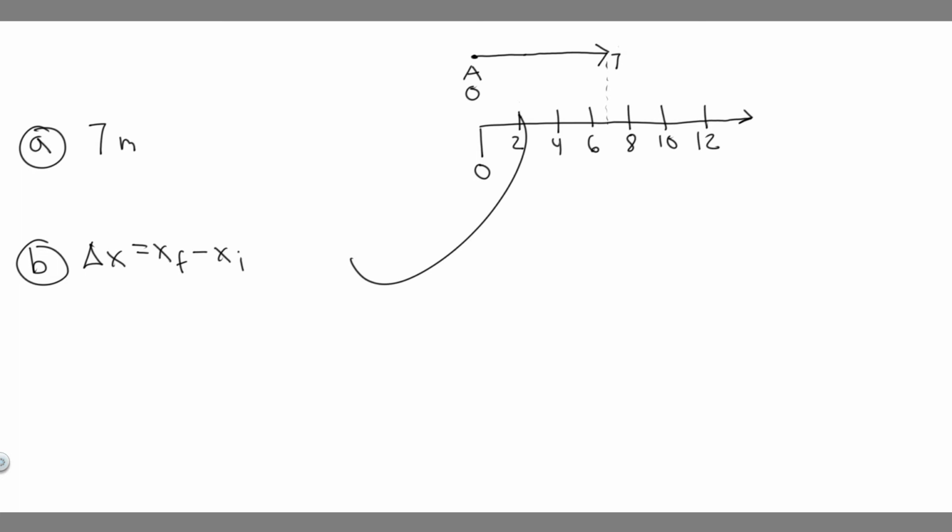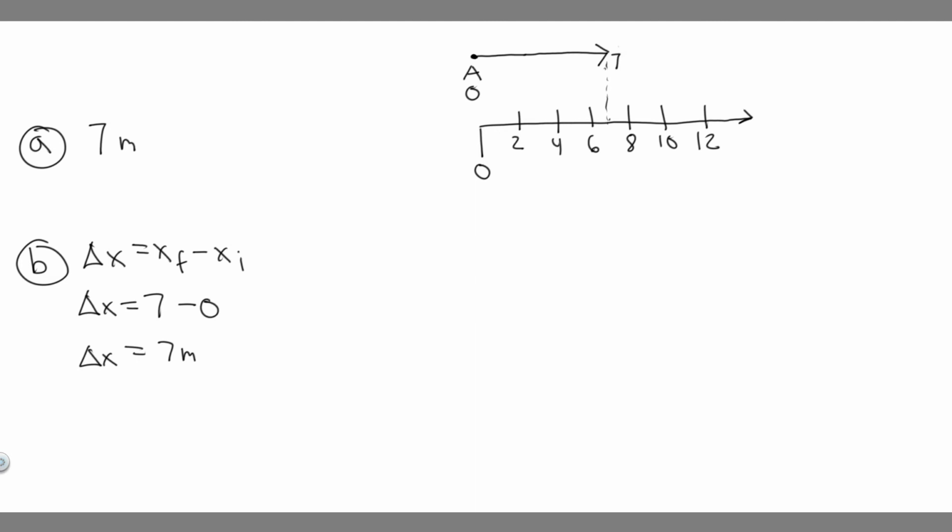If we look at our line here, notice it starts at 0, so its starting position is 0 while its final position is 7. If we solve for the displacement, delta x, it's the final position, 7, minus the initial position, 0. 7 minus 0 is just 7, so the displacement, delta x, is equal to 7 meters.